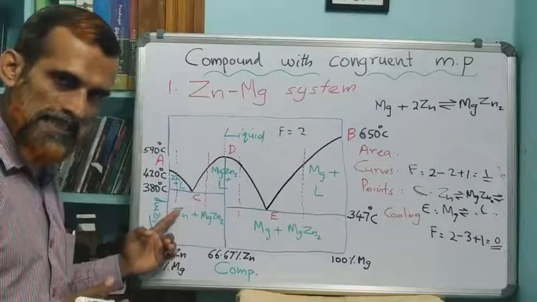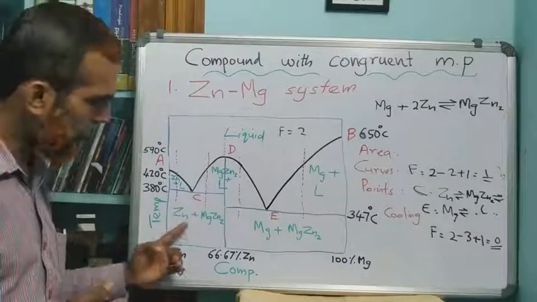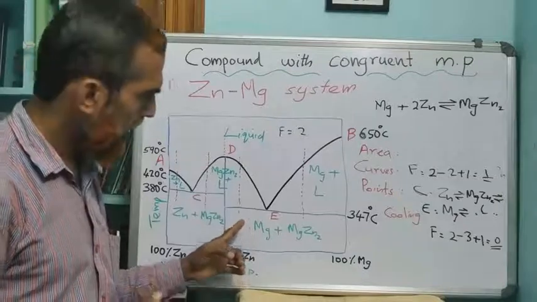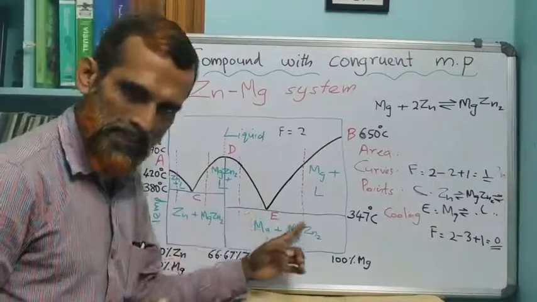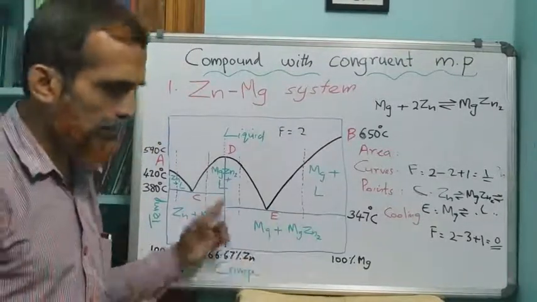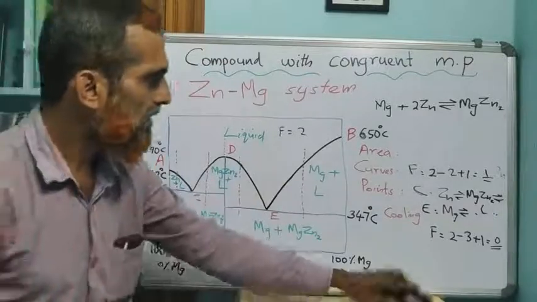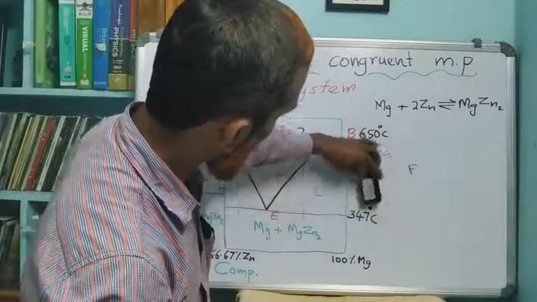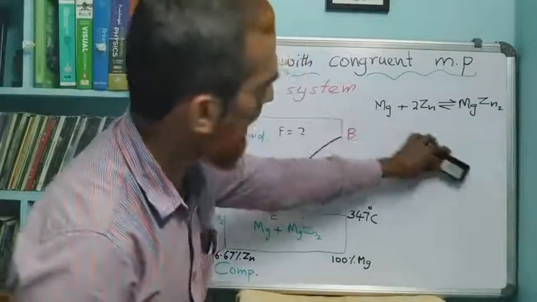Here it is solid zinc and eutectic mixture will be in equilibrium. Here it is solid magnesium and the eutectic mixture or the compound will be in equilibrium. Finally, the cooling of various liquid melt. What happens?